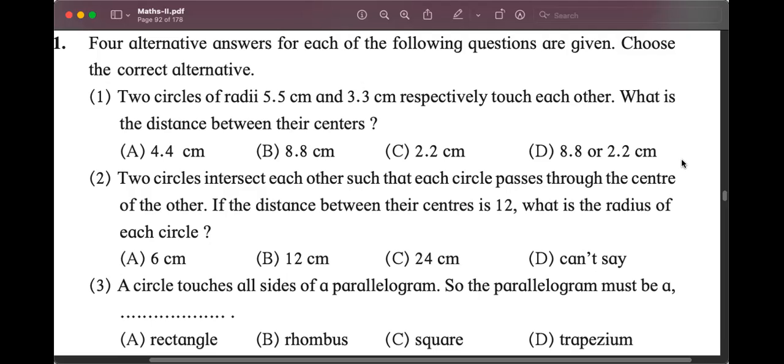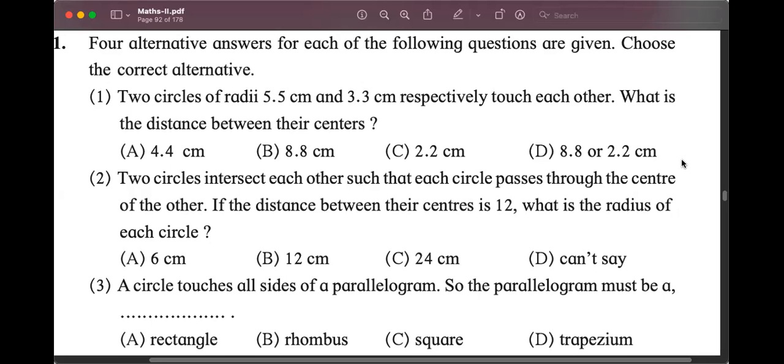First question. 2 circles of radii, radii is the plural of radius, 5.5 centimeter and 3.3 centimeter respectively touch each other. What is the distance between their centers? Okay. This much English is easy to understand. 2 circles, one with a radius of 5.5 centimeters, another with a radius of 3.3 centimeters, they touch each other. What is the distance between their centers? तो उनके दो जो centers होंगे उनके बीच का distance कितना होगा?